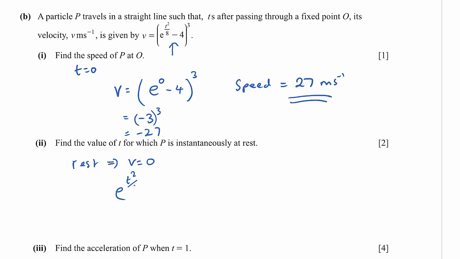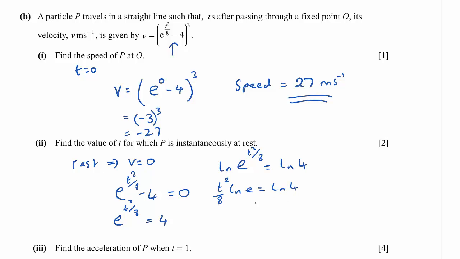Find the value of t for which p is instantaneously at rest. So rest means that v is equal to 0. The only way that can be 0 is for the inside of the bracket here to be 0. So we've got e to the t squared over 8 take away 4 is equal to 0. So that would mean that e to the t squared over 8 is equal to 4. So we could take the natural log of both sides there.